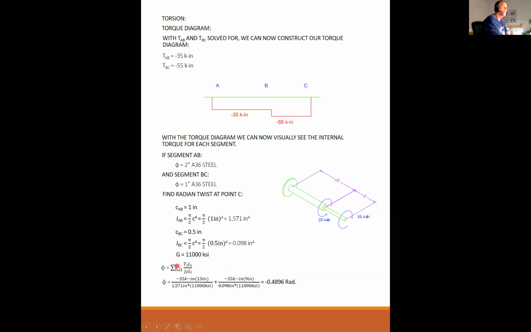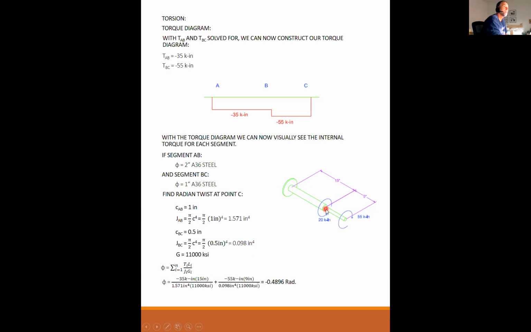So this equation here is really the general equation to find the difference in twist between any two points. And the distance between those points is the L that you plug in here. So we could take it one step further. We could say, I want to know what the twist is right here in the middle between A and B. Can we do that? Sure, we can do that.